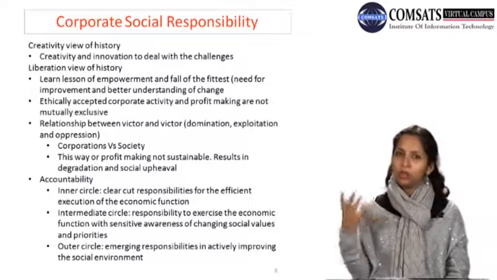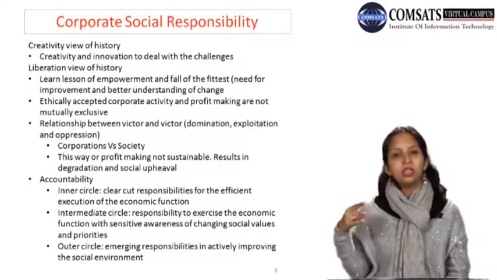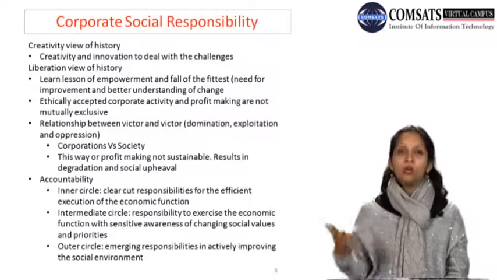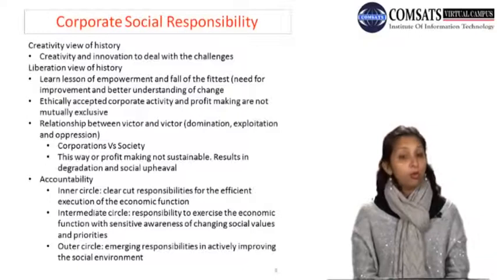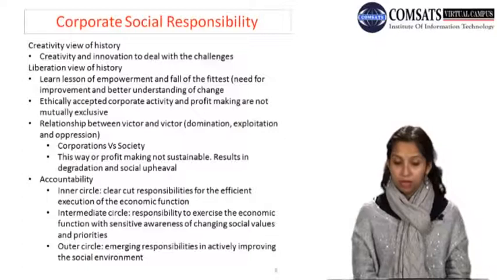When they do nothing for society and only keep using its resources and its wealth, they are dominating society, exploiting it and oppressing it. So that is how the relationship between the victor and the victim can be expressed in terms of the relationship between corporations and the society as well. This way of profit making is not sustainable. This results in degradation and social upheaval.